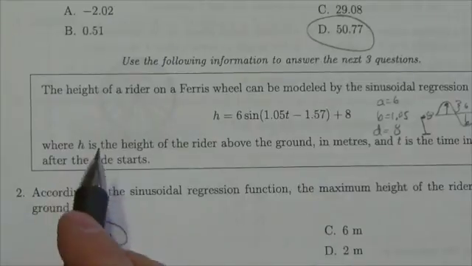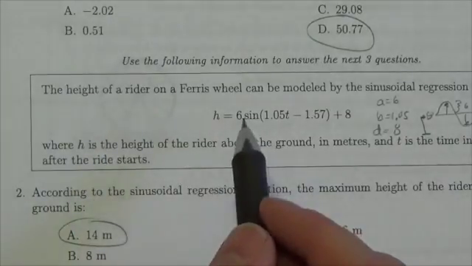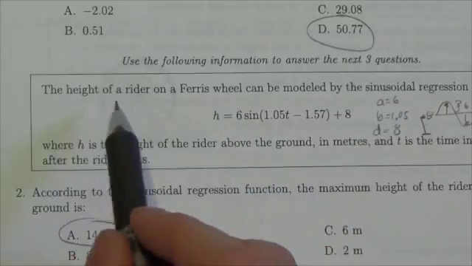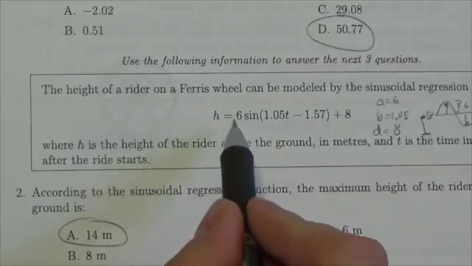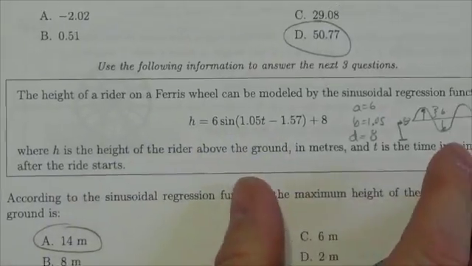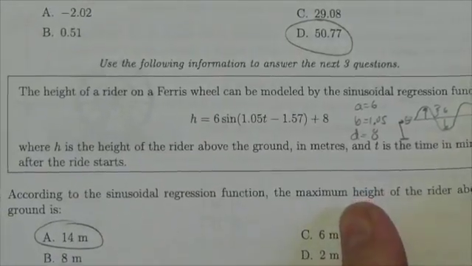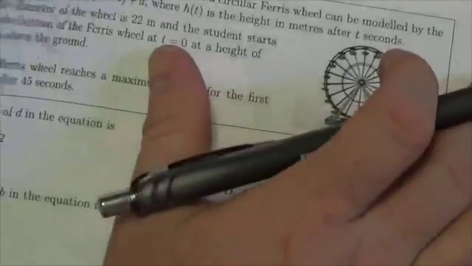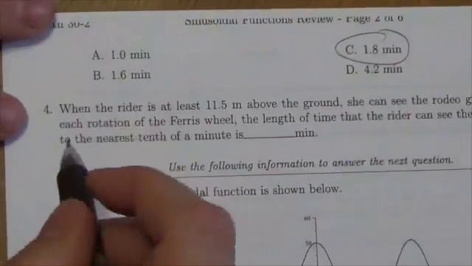All right, once again, we are working with this problem right here, the information given to us here, where the height of a rider on a Ferris wheel can be modeled by the sinusoidal regression function H is equal to 6 sine of 1.05t minus 1.57 plus 8. And H is the height and t is the time. Now, the question that we're working on is this one.